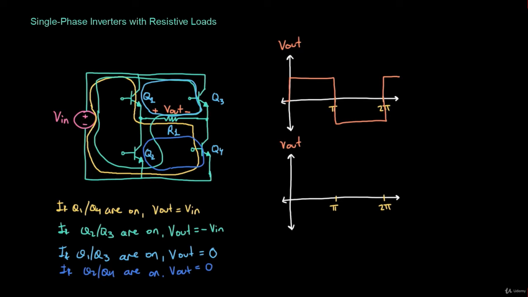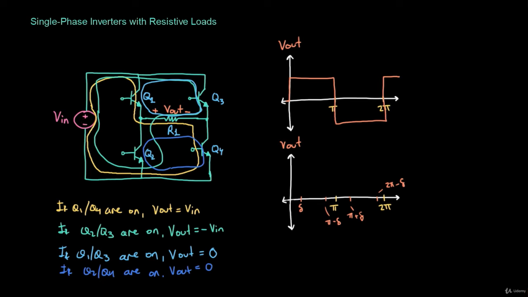So what would the output voltage look like now? Now I'm going to define one more point here. I'm going to call this point right here delta. So then this point right here would be pi minus delta. This point right here would be pi plus delta. And this point right here would be 2 pi minus delta. And the reason I've done that is because we're going to say that from 0 to delta, we're going to make the output voltage 0. So we're either going to switch Q1 and Q3 on, or we're going to switch Q2 and Q4 on. Essentially, we want to make the output voltage equal to 0.